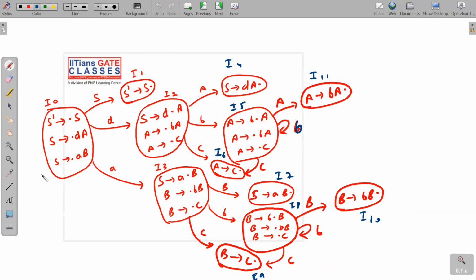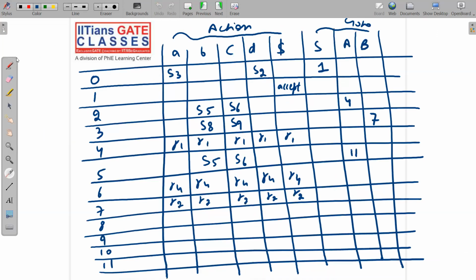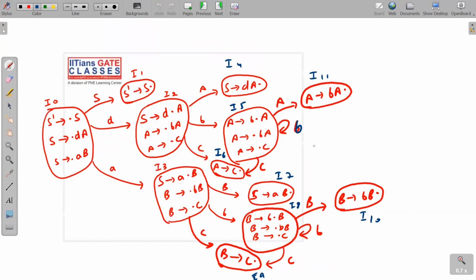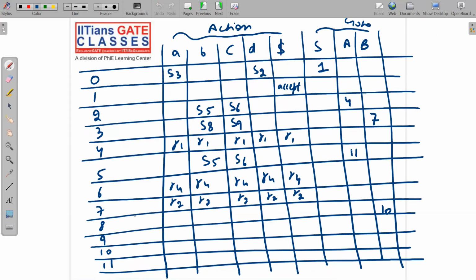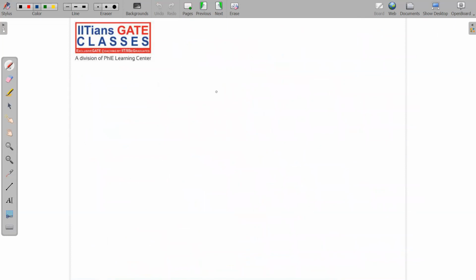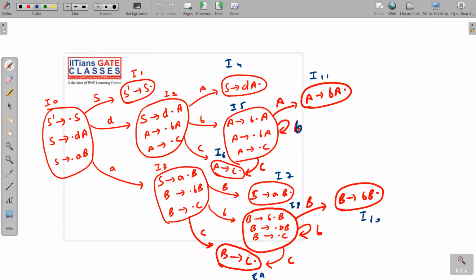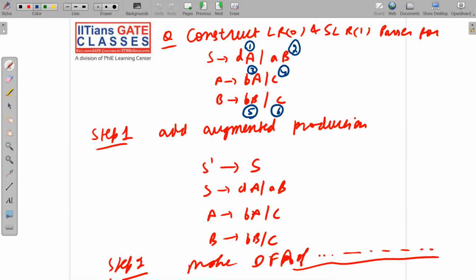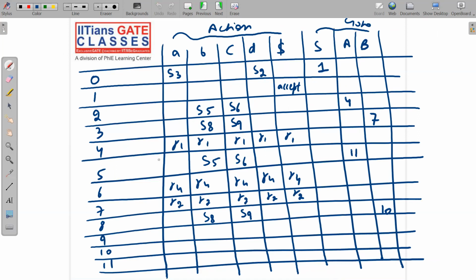State 8. Yes, so capital B, it is going to I10. Capital B, it is going to 10. Small b on 8, small c on 9. B and C, 8 and 9. Okay, over. Now 9. Final item, B goes to C dot. So that is production 6, I will put R6, R6, R6.